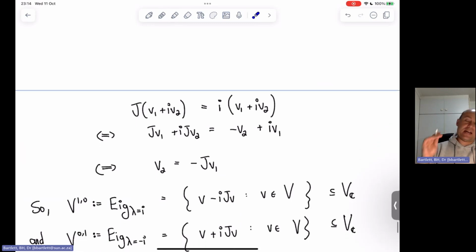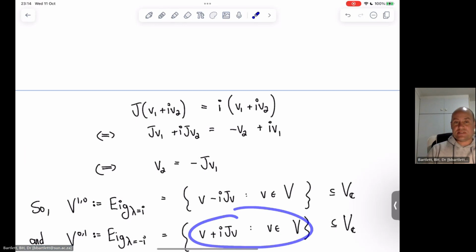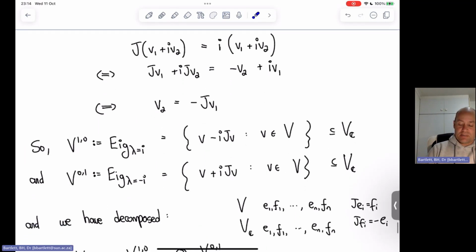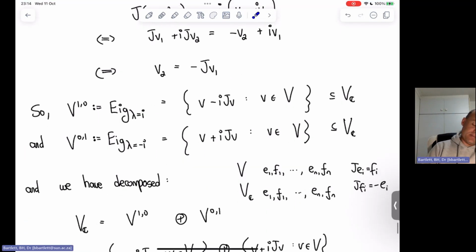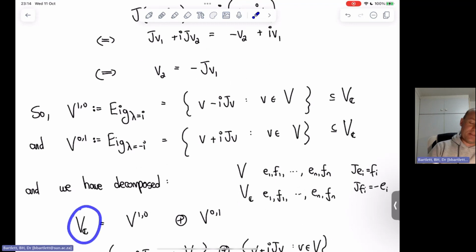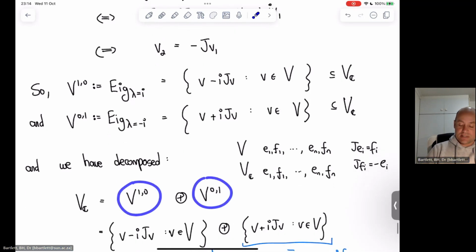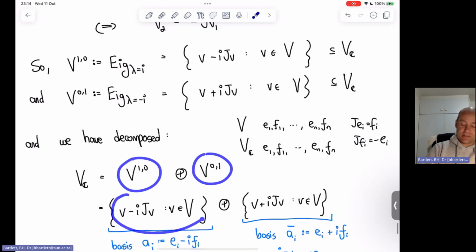Okay, and similarly, the eigenvectors with eigenvalue minus i are going to look like this. So we've decomposed our original vector space V, or at least its complexification, into two subspaces, the (1,0) subspace and the (0,1) subspace, which look like this.